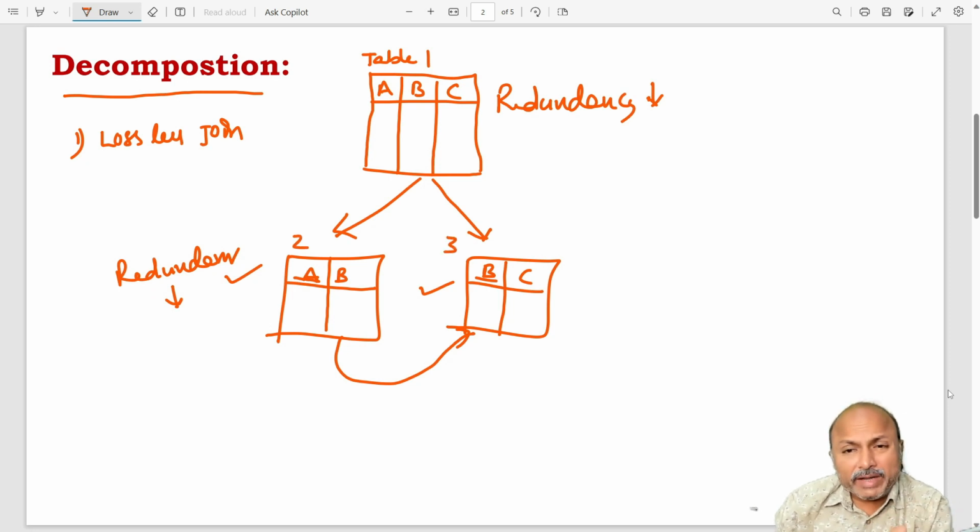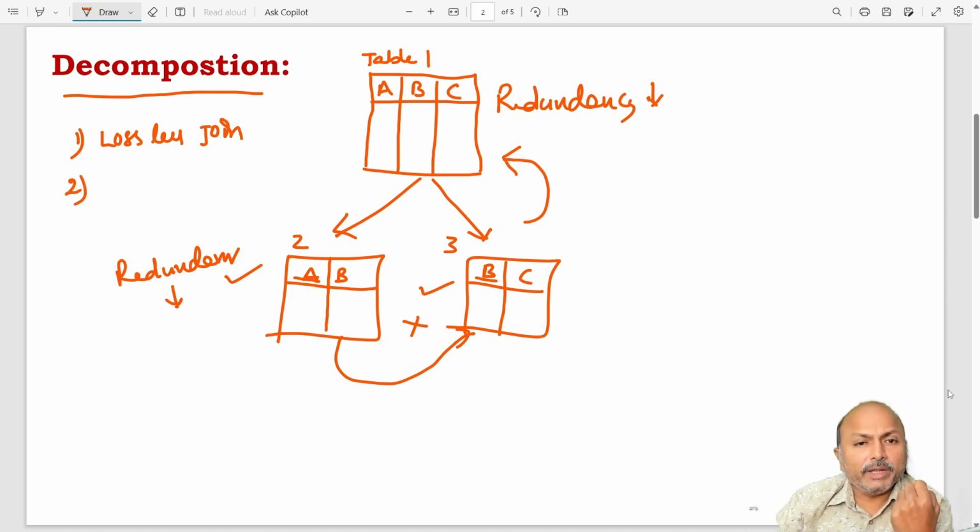If you divide table 1 into two tables like table 2 and table 3, it must obey those two properties. What is the first property? Lossless join. That means if you combine these two tables, you must get the same table. That is nothing but lossless join. Then the second property, dependency preservation.